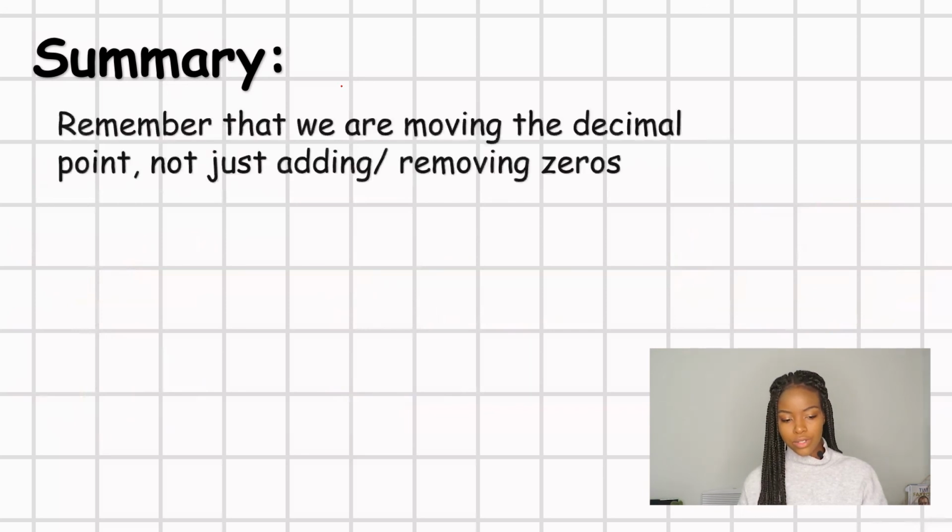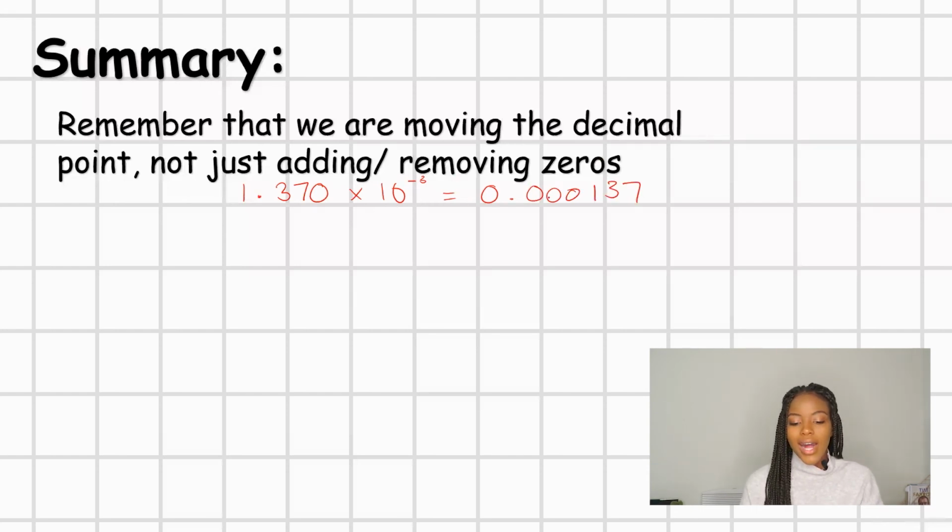But I'll just go through a summary for you so we can summarize all the rules. Remember that we're moving the decimal point, not just adding or removing zeros. Let's say we have 1.370 times 10 to the minus 3. Now here we're actually dividing by 1,000, but some people might be tempted to just do 0.000137, which isn't right because we're not adding 3 zeros, we're dividing the number by 1,000.